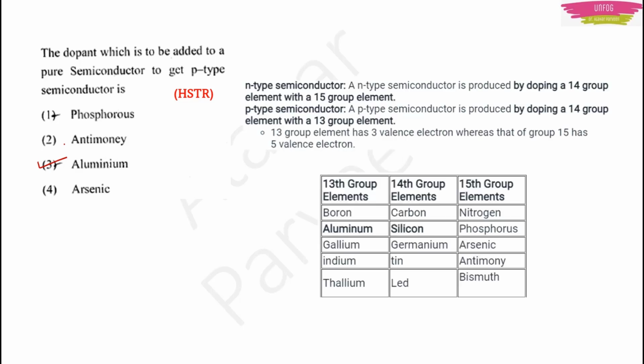Now, I am giving you one detailed table to remember this. See, in n-type semiconductor, you can make it by doping a 14th group element with a 15th group element. In p-type semiconductor, you can produce it by doping a 14th group element with a 13th group element. A 13th group element will have 3 valency, trivalent it is. A 15th group element is pentavalent. Just remember n-type with pentavalent, p-type with trivalent. So this is the table with which you can remember these elements.